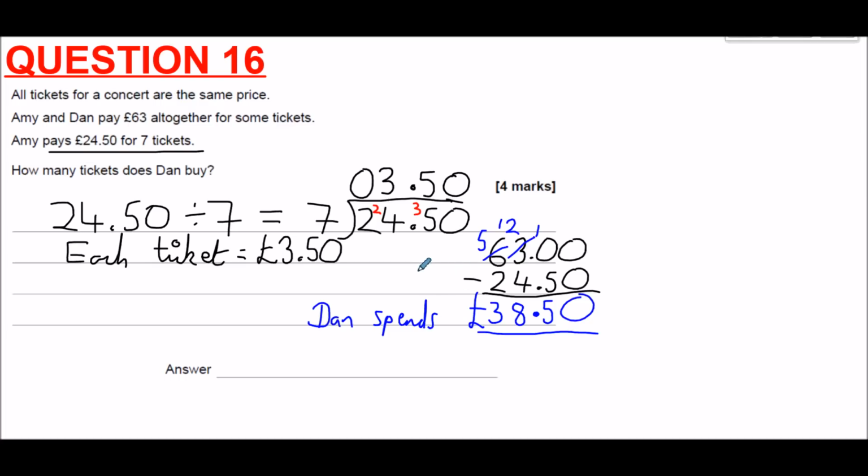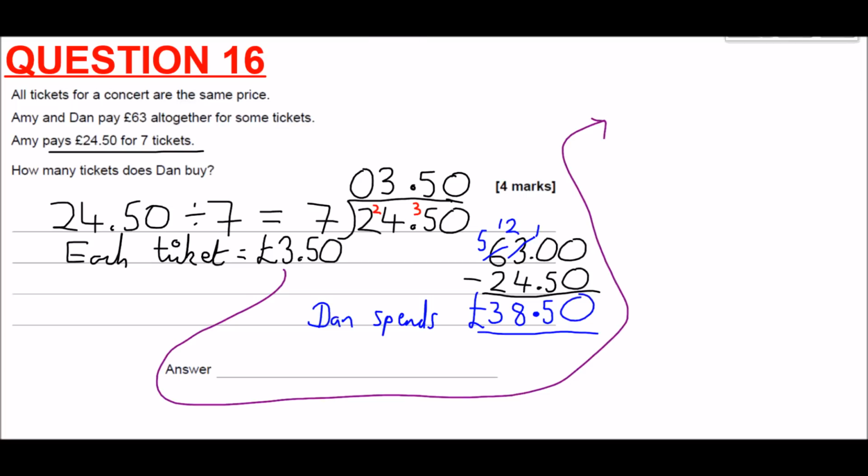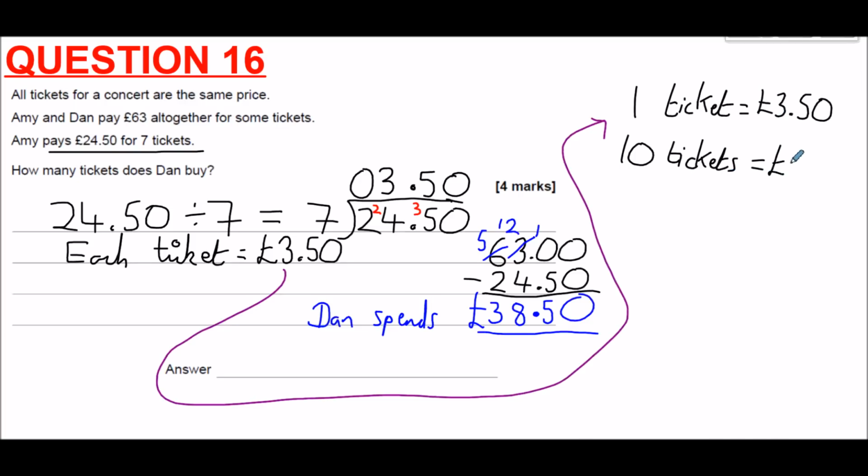Just going back to the price of each ticket, which is £3.50. What we can do is see how many £3.50s we'd need to make £38.50. So if one ticket is £3.50, then 10 tickets will be 10 times as much. If we multiply this by 10, we get £35.